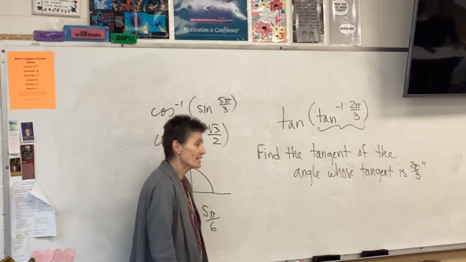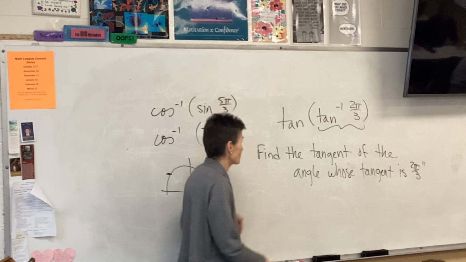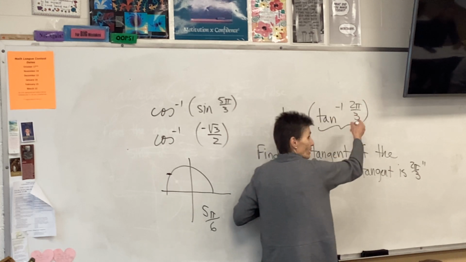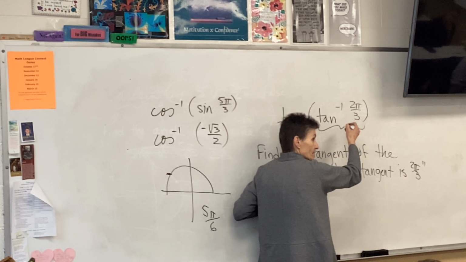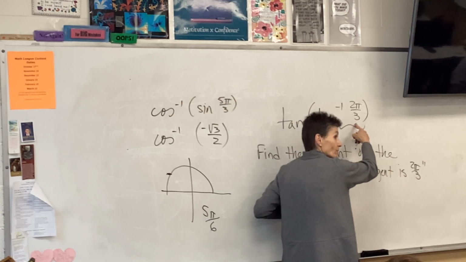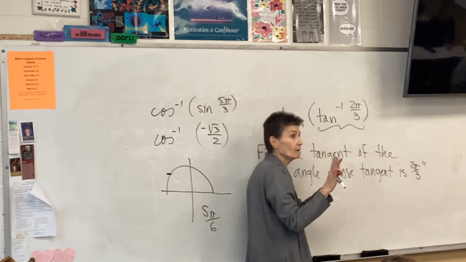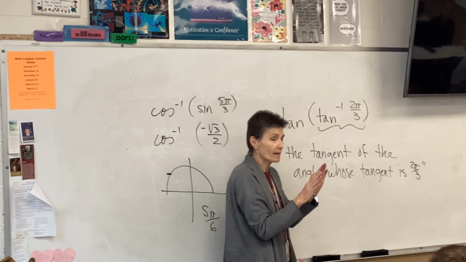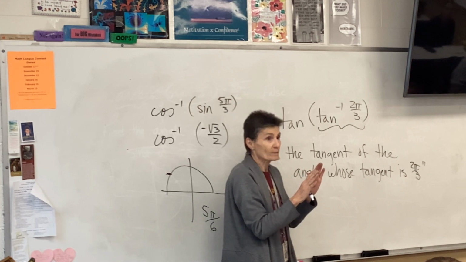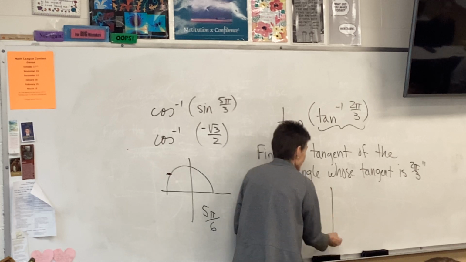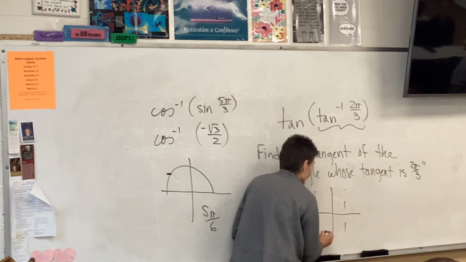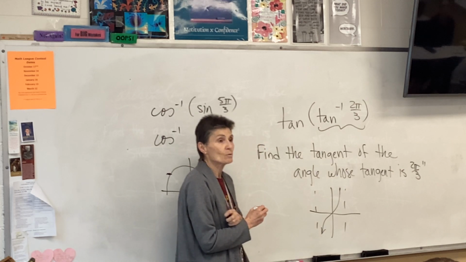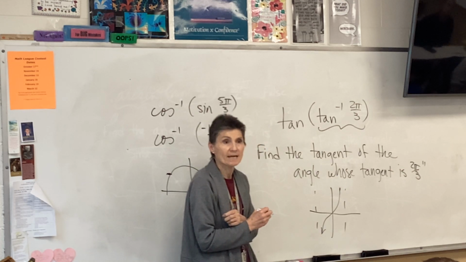Find the tangent. Okay, so think about it. There's an angle out there, and all we know about this angle is his tangent is 2 pi over 3. Oh, I know what's confusing some of you. You're thinking you can't have that bigger than 1. For a tangent, you can. What does a tangent look like, guys? Do tangents get real big? Yeah, there's no size restriction on a tangent.